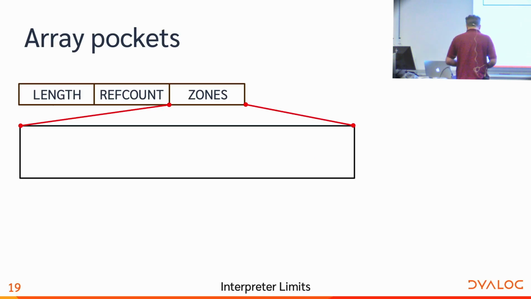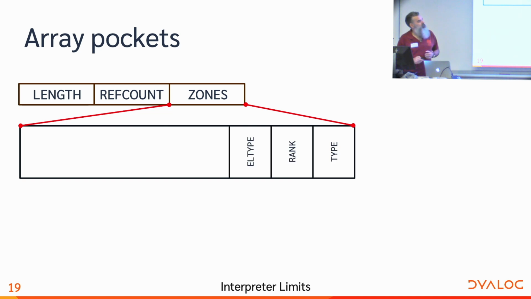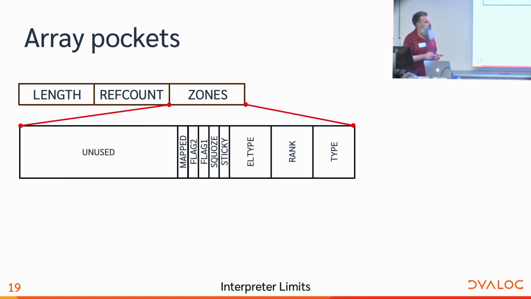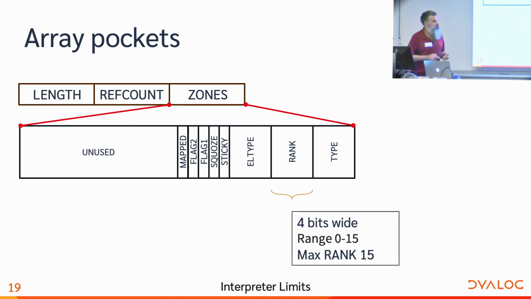In an array pocket, the zones are split up into a number of fields. A type, and that tells us that this pocket contains an array. There is a field that says what the rank is, a field that says what the element type is, and then there's a bunch of other stuff. But crucially, the field that contains the rank is only 4 bits wide. Therefore, we can only store the value 0 through 15. That's why you have the limit of max rank of 15.